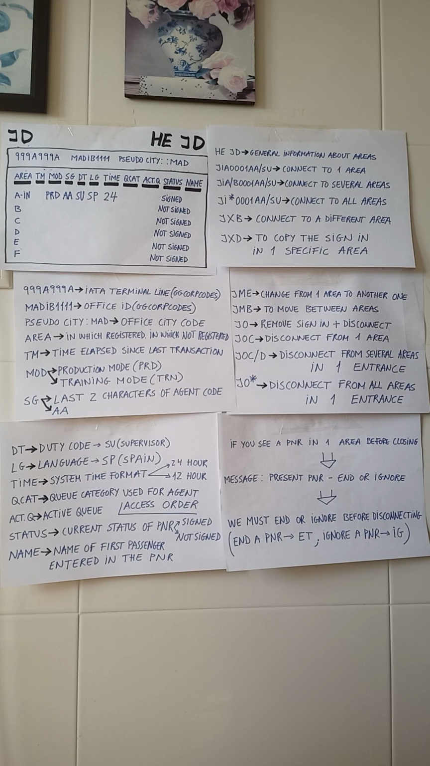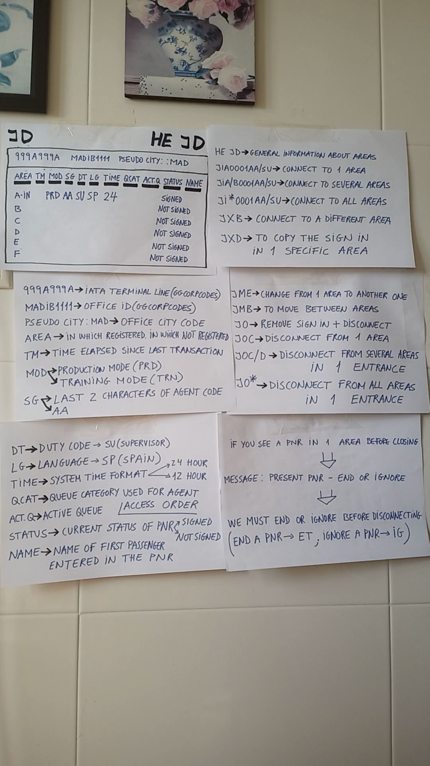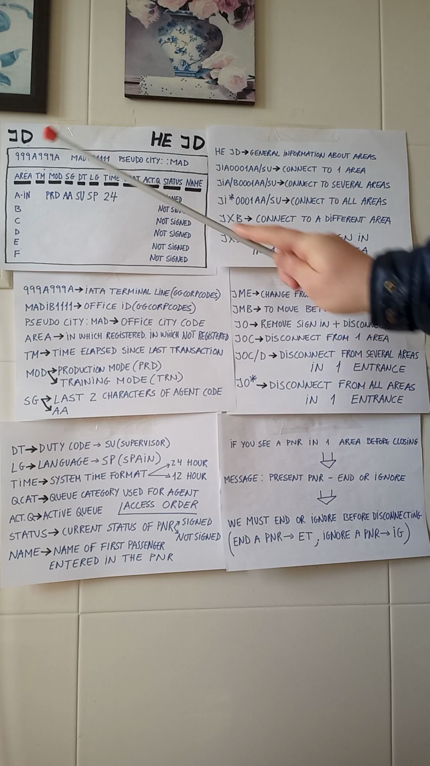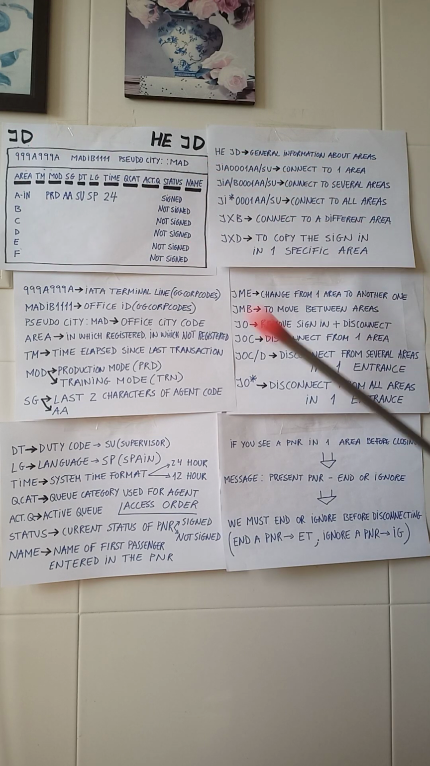Now I am going to go back to the folio with the screenshot that shows us the location of the areas on the computer that we are using in real time. This one. To access this screen, you need to do JD plus enter. JD is used to view this screen. When you do JD plus enter, you will see this screenshot.